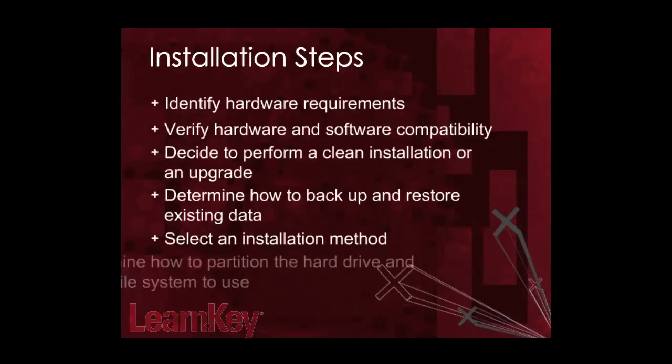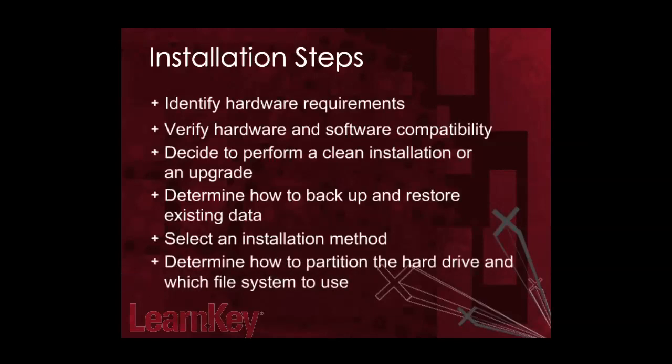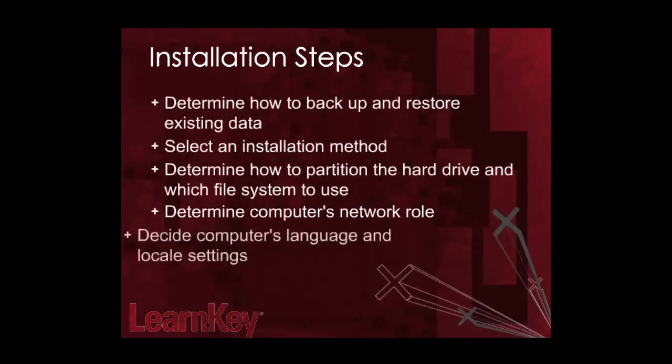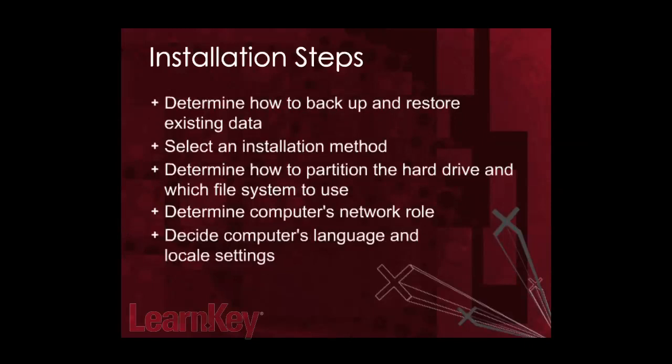Number 6 is determine how to partition the hard drive and what file system to use. Can I say NTFS? Yes, I can. Number 7 is determine your computer's network role. Basically, all they're looking for there is is it in a domain or is it in a workgroup. Number 8 is decide on your computer's language and locale settings. Do you want to be English, or do you want to use Deutsche Marks or dollar signs, that type of stuff. And then number 9 is plan for post-installation tasks. There's a lot of things you have to do after Windows is installed before you're actually completed with the project.